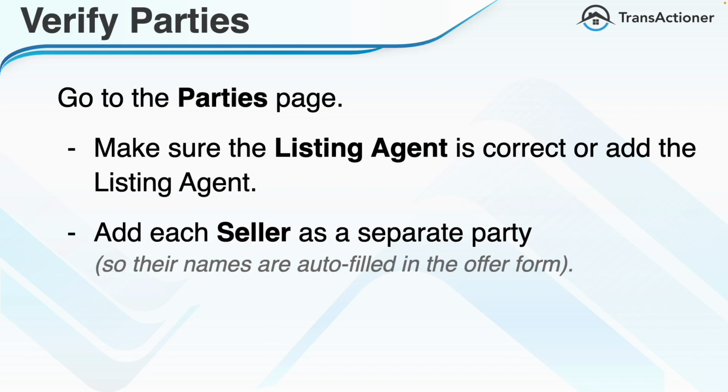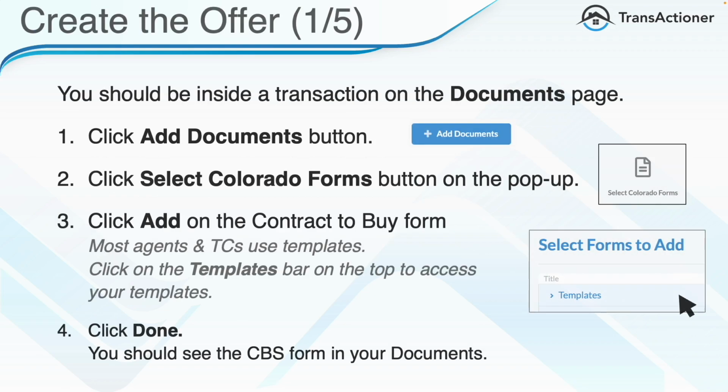Now, once you are in the transaction and getting ready for this particular offer, go to the parties page and make sure the listing agent is correct. You can add a listing agent if it did not get imported from the MLS, and add each seller as a separate party so that all the forms will auto-populate their name so you don't have to type that in yourself. Now, here are the 5 pages going into a lot more detail on creating that offer.